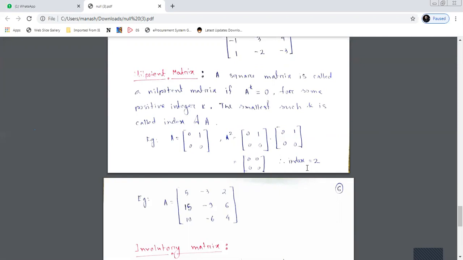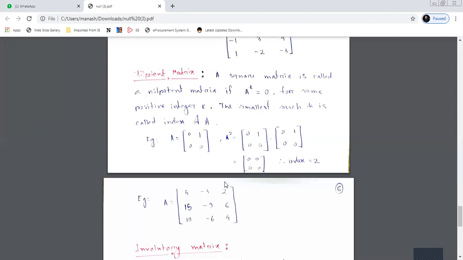Now listen to me carefully. Suppose you have a matrix A where A to the power 4 is equal to 0 and A to the power 7 is also equal to 0. Which one is less? 4 is less than 7. So that 4 is called the index of the matrix. That means the smallest value of k for which A to the power k is equal to 0 is called the index of the matrix. And this kind of matrix is called nilpotent matrix.